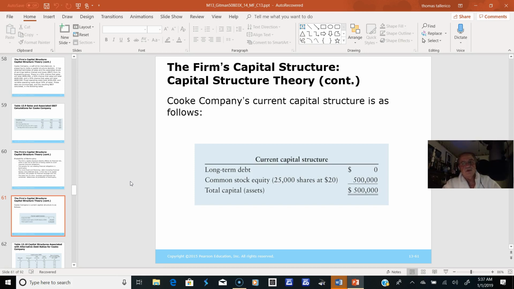I want to finish up chapter 13 here. Where we left off was I was looking at capital structure theory. And here's an example from this company, Cook. It's very easy to see what they did.